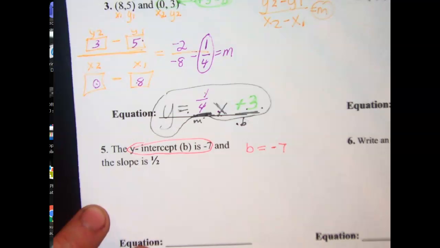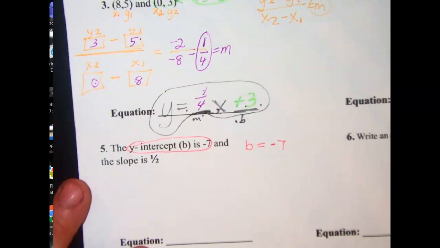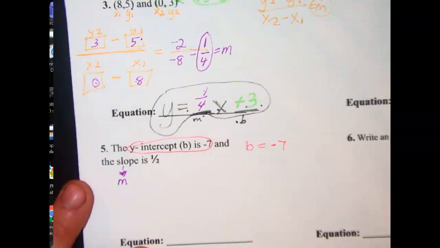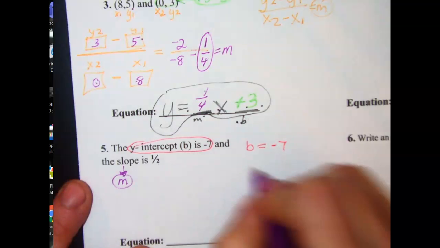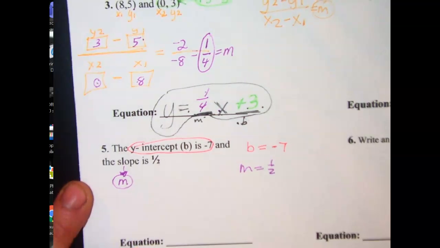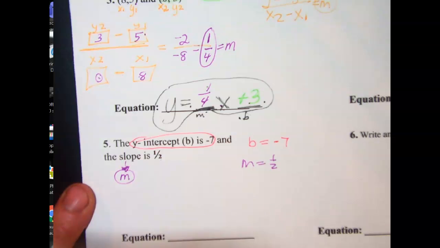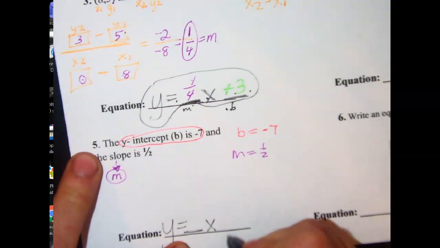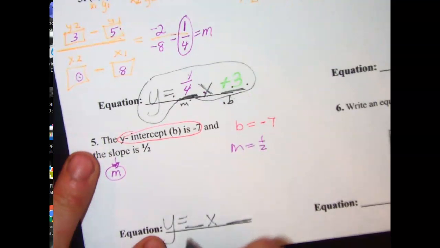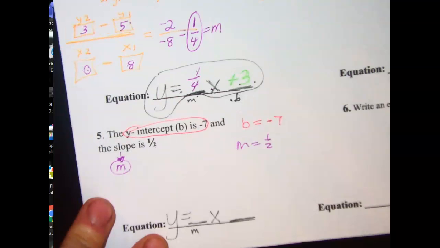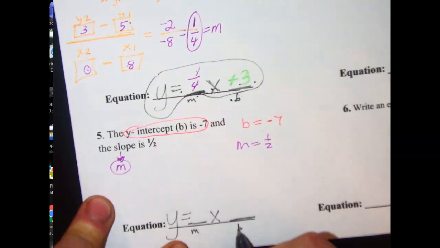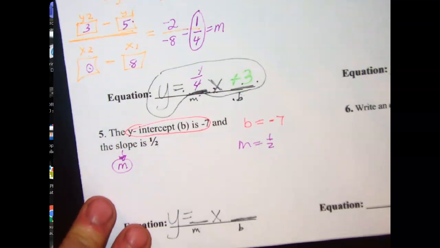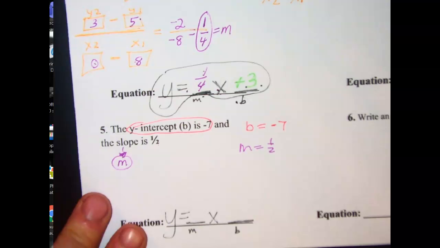And then it says, and our slope is 1/2. Remember, slope is our m. We call it m in the equation. So now we have m equals 1/2. So again, y equals something x, and then something else, plus or minus. Our m is always next to the x, and then our b or y-intercept is always at the end. So the sentence told us everything. There wasn't much math to do. We just had to pick out keywords.